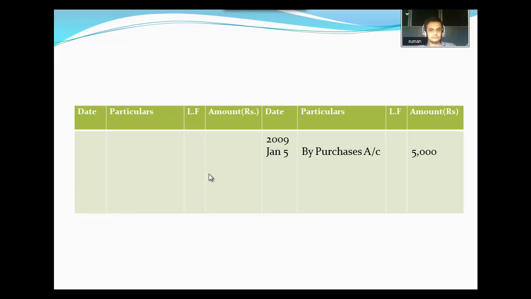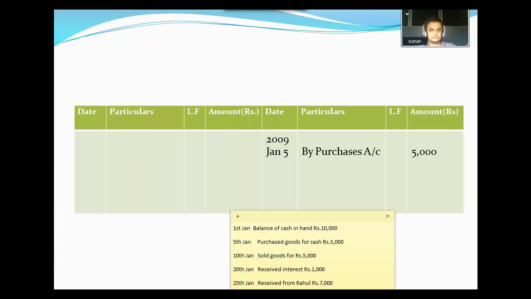Next, our next transaction on 5th January purchase goods for cash rupees 5,000. As we are purchasing goods, is cash coming in or going out? Cash is going out. So when cash goes out, it should be credited. So on January 5th, by purchases account rupees 5,000.